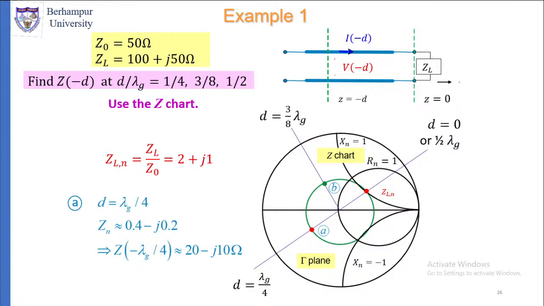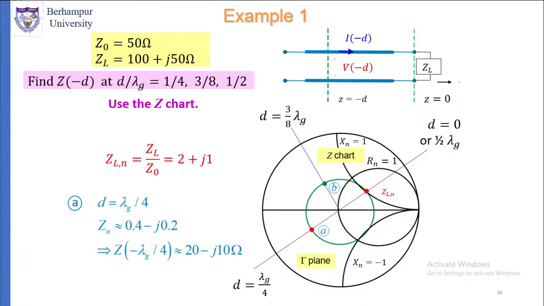So move in the clockwise direction from ZL half a circle, reach the point A, locate and find out what are the coordinates of A. R coordinate is 0.4 and X coordinate is minus 0.2. So Z in and Z is equal to 0.4 minus j 0.2. Remember, this is the normalized impedance.